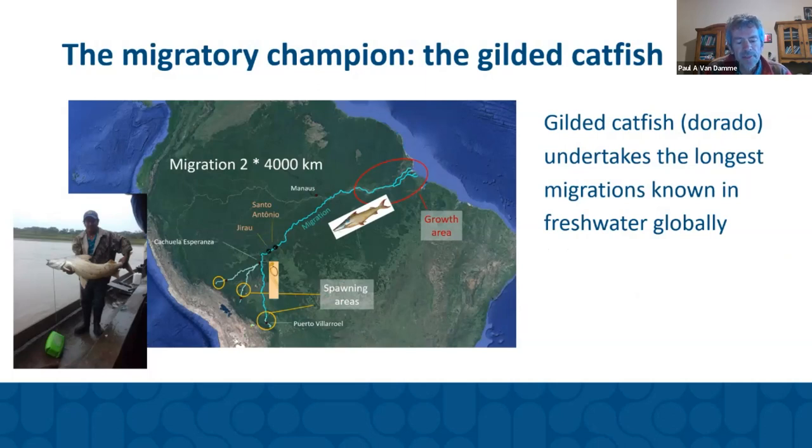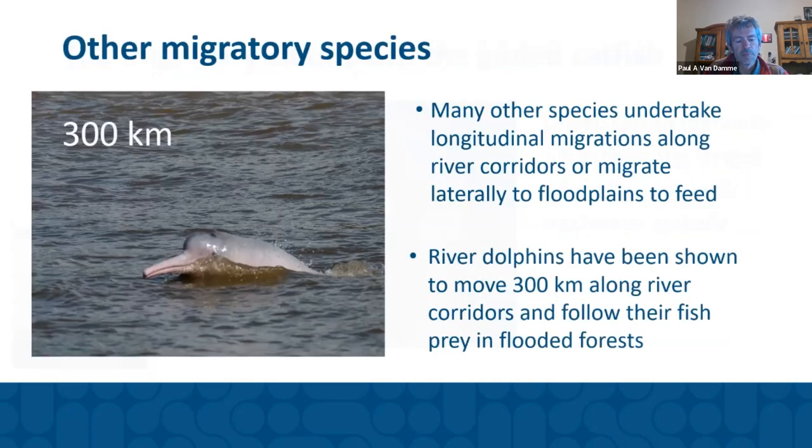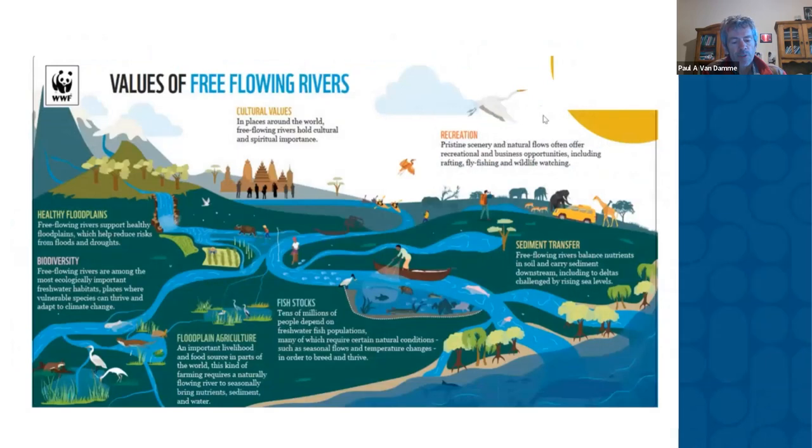No doubt, the gilded catfish is the migration champion. Larvae of this species drift 4,000 kilometers downstream, and adults return to their birthplace after a 4,000 kilometer upstream migration. Not only fish migrate, many other species such as dolphins and turtles also undertake longitudinal migration along river corridors or migrate laterally to floodplains to feed. River dolphins, for example, migrate as far as 300 kilometers.